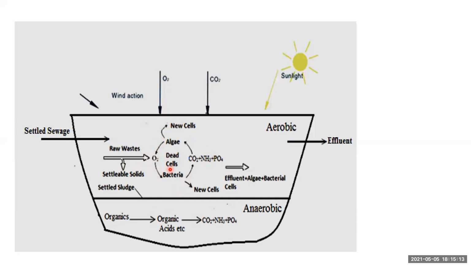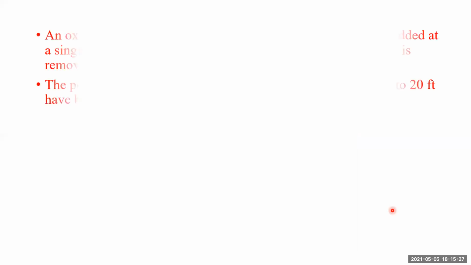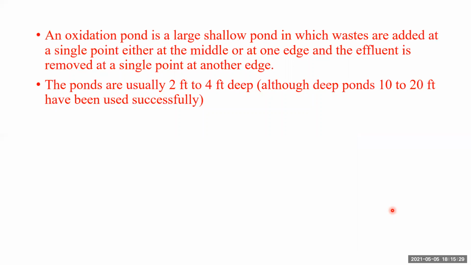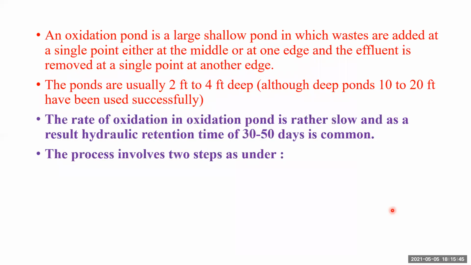So this is how the degradation of organic matter takes place in the oxidation pond, and the effluent along with some more bacterial cells is removed. Oxidation pond is generally a large shallow pond in which waste is added at a single point, either in the middle of the tank or at one edge, and the effluent is removed at a single point from another edge. The ponds are usually 2 to 4 feet deep, though deep ponds of 10 to 20 feet have been successfully constructed.